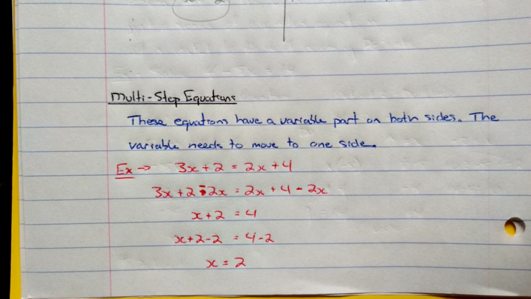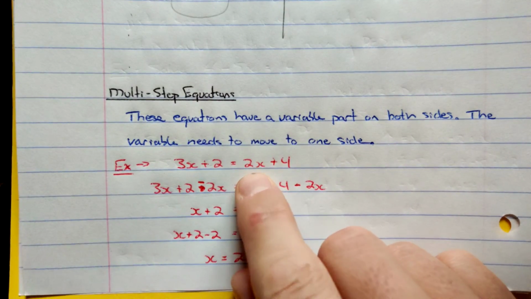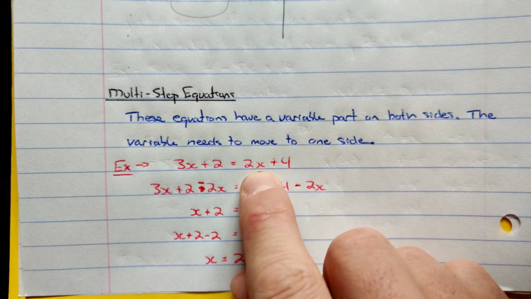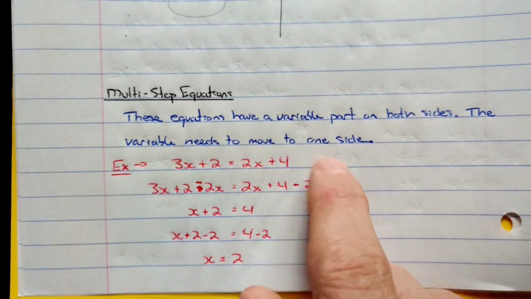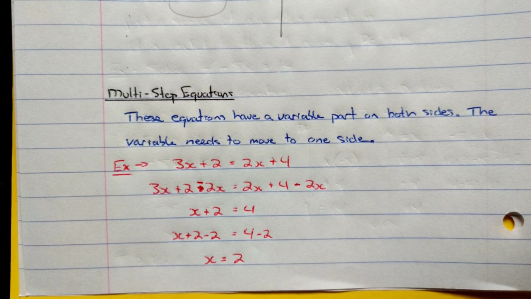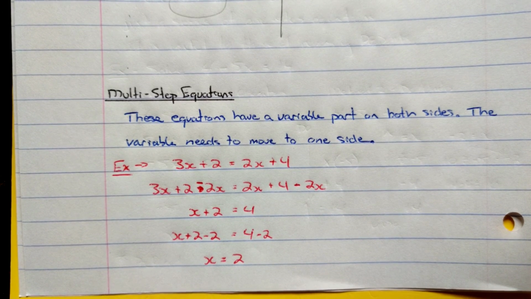So what I did was I moved the 2x over. How do you get rid of 2x on this side? Well, we subtract it. Generally, I like to move everything to the left. Doesn't matter. You can move the 3x over to the right. Both methods will get you the same result. It'll just end up being a negative along the way. But it'll work out in the end.